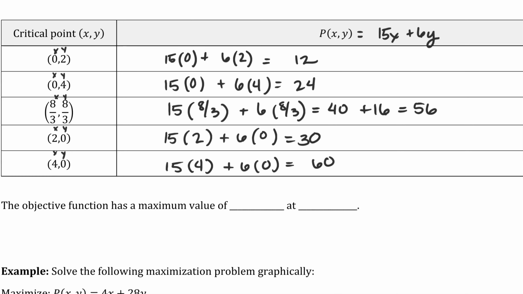So here you see that we ended up with these values that came out of our objective function, and we simply want the largest one, which is 60. So the objective function has a maximum value of 60. This occurs at 4, 0.